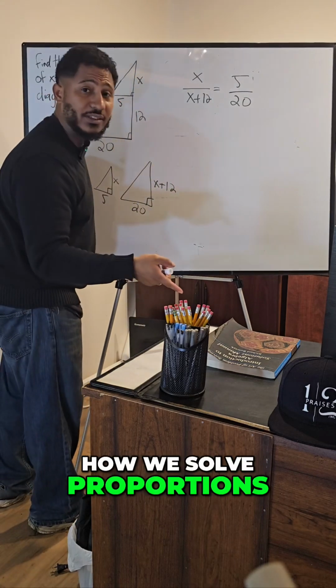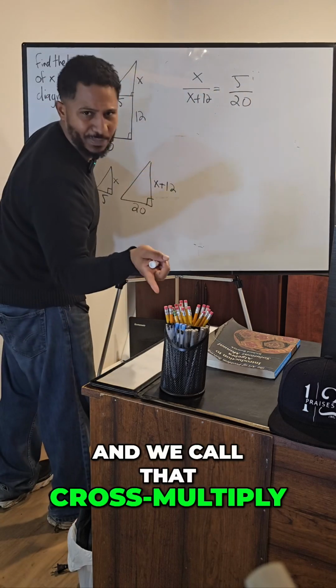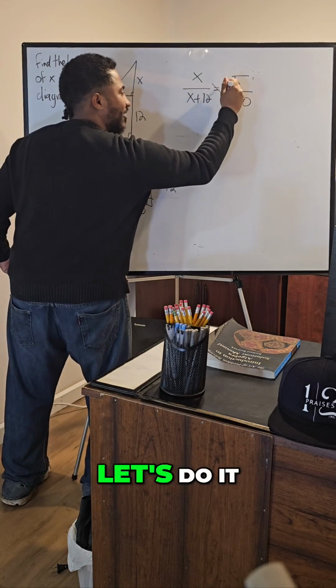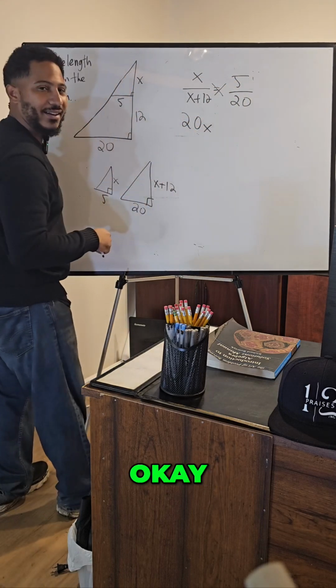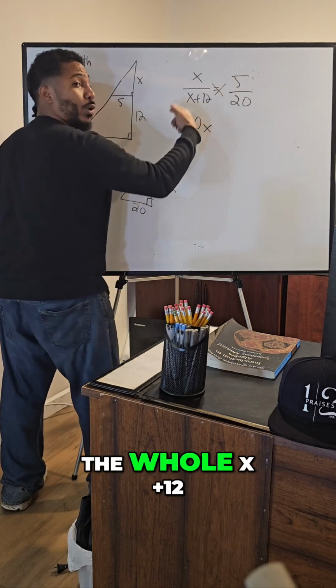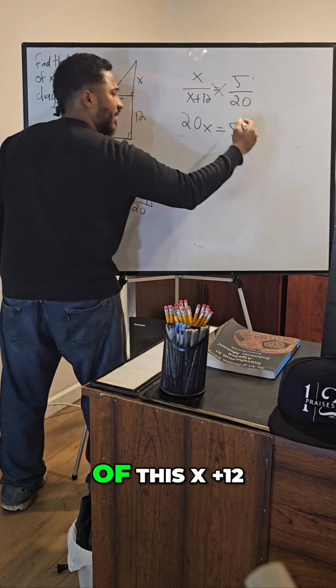Now how we solve proportions is by, we say this side times this side, and we call that cross multiplying, okay? So here, let's cross multiply. Let's do it. x times 20, we get 20x, okay? And here we get 5 times the whole x plus 12. So I'll write that as 5 times all of this, x plus 12.